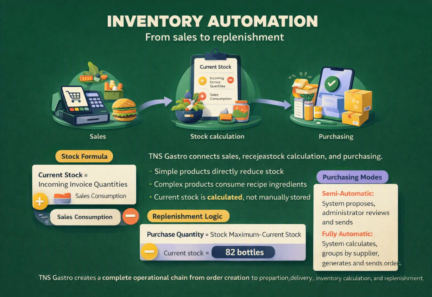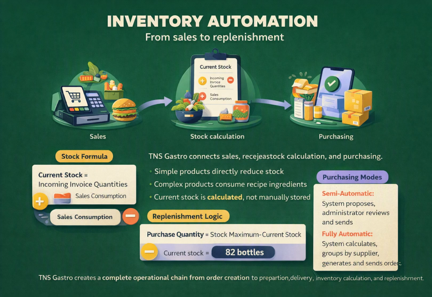It is important to understand that the current stock is not stored as a property of the product. The current stock is always calculated. It is calculated as total quantities received through incoming invoices minus the total quantities consumed through sales. For simple products, consumption is calculated directly from the quantities sold. For complex products, consumption is calculated from the quantities of ingredients used in the recipes.